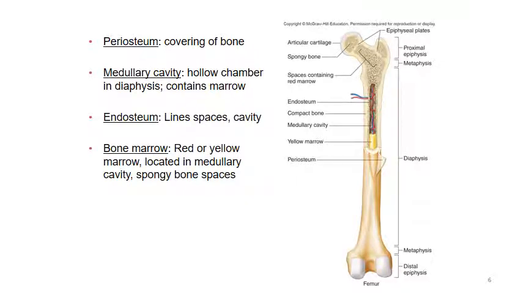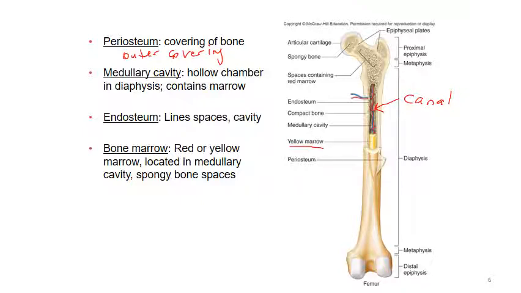Okay, a few more parts on the long bone. Periosteum. This is just the outer covering of the bone, and this is just made up of connective tissue. Medullary cavity. This is the canal that you're seeing going right down the middle. That's the medullary cavity. You can see here, it contains yellow marrow.